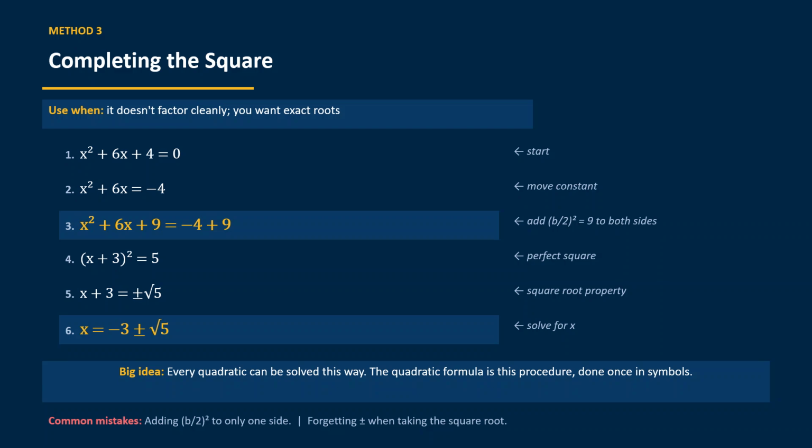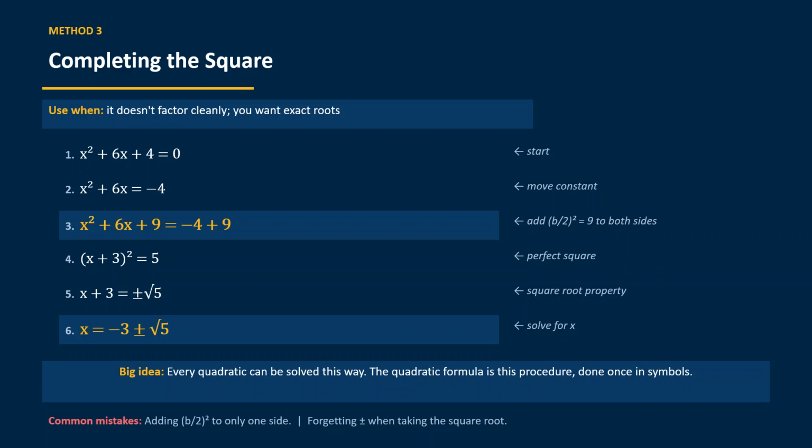Start with x squared plus 6x plus 2 equals 0. Move the 2 to get x squared plus 6x equals negative 2. Half of 6 is 3, and 3 squared is 9. Add 9 to both sides to get x squared plus 6x plus 9 equals 7. The left factors as x plus 3 all squared equals 7. Take the square root. X plus 3 equals plus or minus the square root of 7. So x equals negative 3 plus or minus the square root of 7.